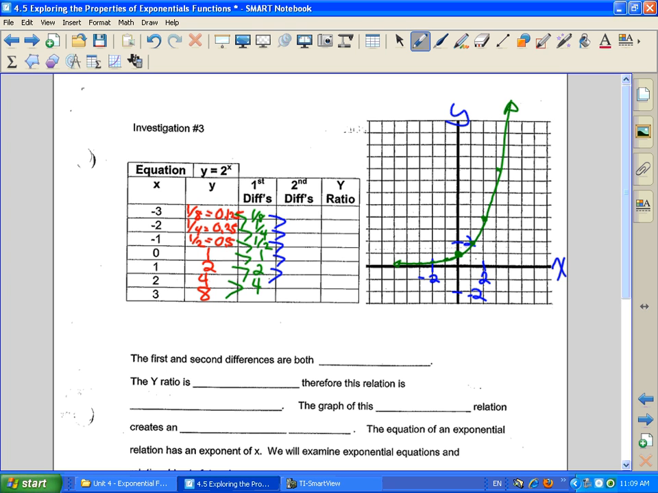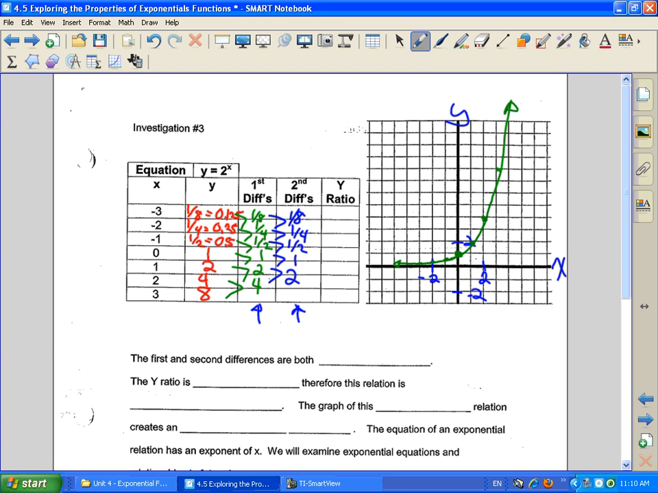Taking a look at the second differences, we have 2, 1. Guess what pattern is still coming up? 1/2, 1/4, and 1/8. So let's just recap what we know so far. We know that it can't be linear because the first differences are not the same. We know it can't be quadratic because even the second differences aren't the same.